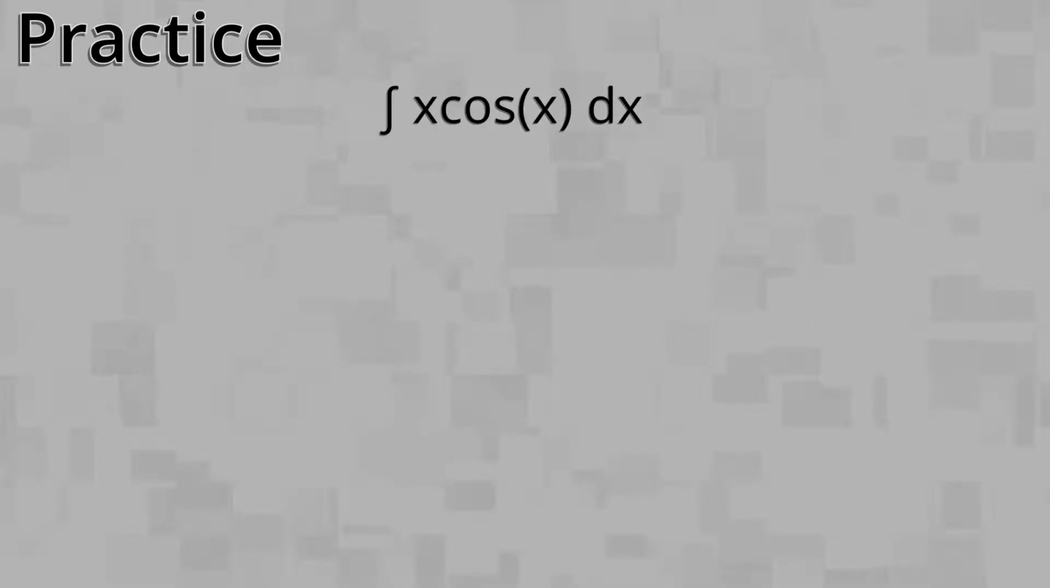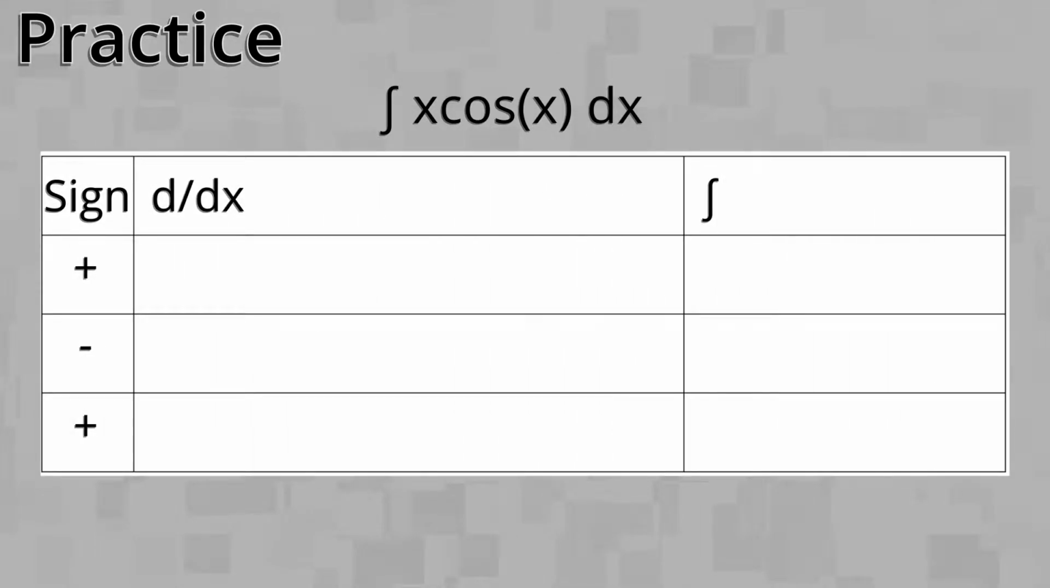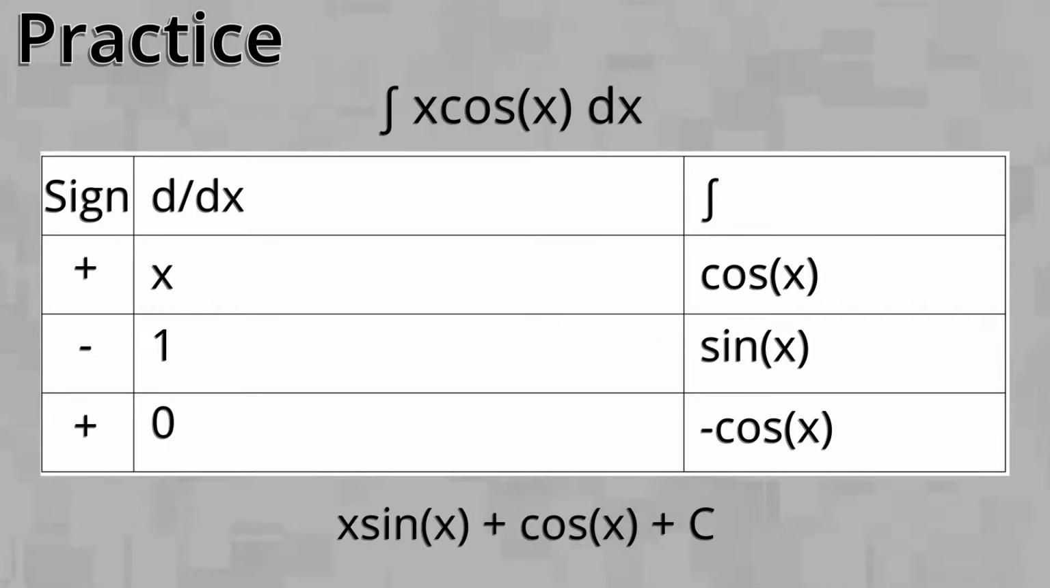Let's start by finding the integration of x cos x dx. So first we separate the given equation into two parts. We can take the derivative of x and it will eventually become 0, so we'll use that for our d over dx. That just leaves cos x for the integration. Now we plug the values into the table. For d over dx we have x, 1, and 0, and for the integration we have cos x, sin x, and negative cos x. And finally we analyze the table to find the answer of x sin x plus cos x plus c.